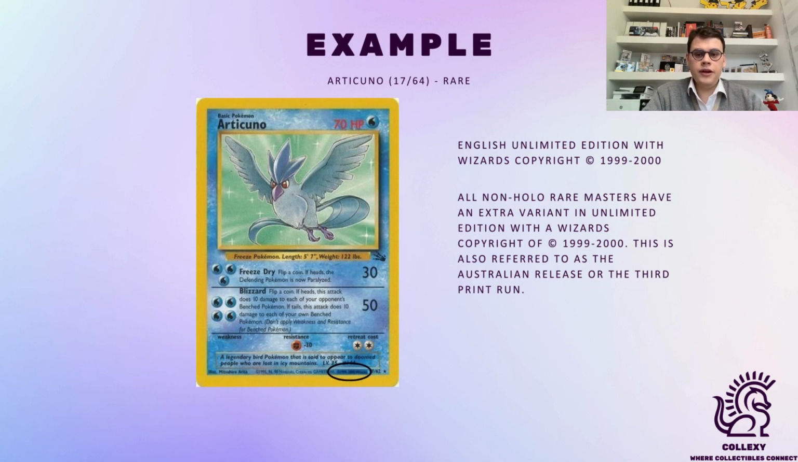As an example, I've added Articuno here, which is a rare in the Fossil set. However, bear in mind this does not only apply to this card, it applies to all rares, uncommons, and commons, but excludes all holo rares. So as we can see, this variant is based on the English Unlimited Edition with Wizards of the Coast copyright 1999 to 2000. This means that all non-holo rare masters of the Fossil set have an extra variant in Unlimited Edition with the Wizards of the Coast copyright years of 1999 to 2000.